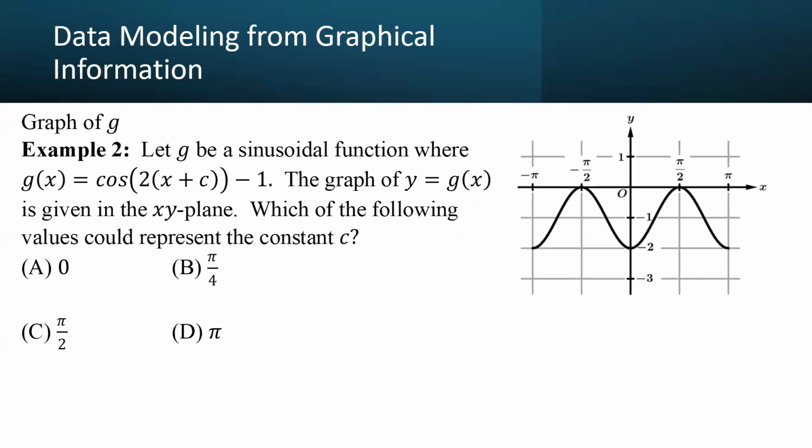Here, it says, let g be a sinusoidal function. g of x equals cosine 2 of x plus c minus 1. The graph of y equals g of x is given in the xy plane. Which of the following values could represent the constant c? Meaning, what is my phase shift? Which value could represent my phase shift?